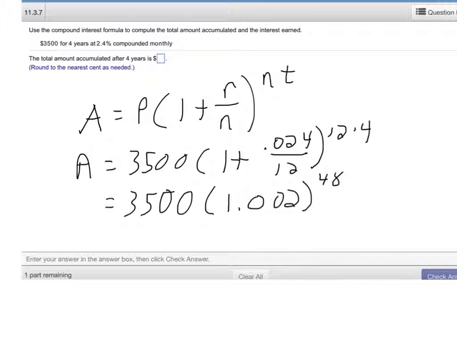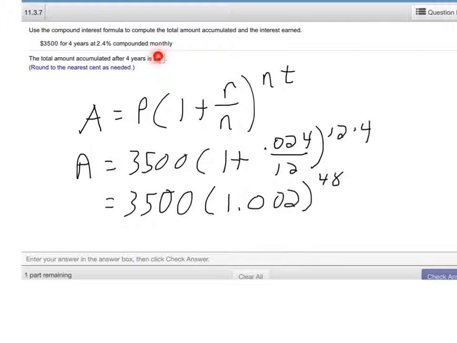I brought up your question here. It's a compound interest formula: compute the total amount accumulated, and the interest earned. You have a principal of $3,500 for 4 years, at 2.4% compounded monthly.